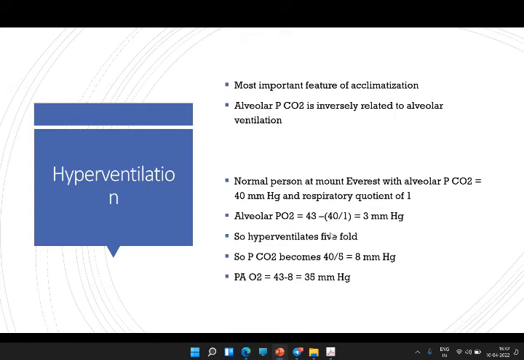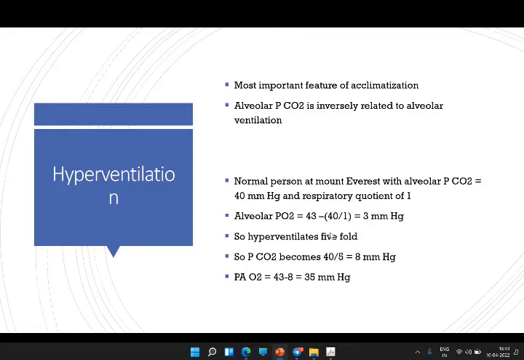So the most important feature of acclimatization is hyperventilation. How is hyperventilation helping? We should be aware that hyperventilation and alveolar PCO2 are inversely related. Just keep that in mind. That is, alveolar PCO2 and alveolar ventilation are inversely related.